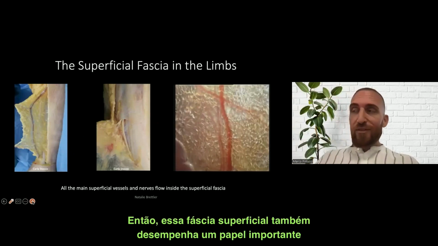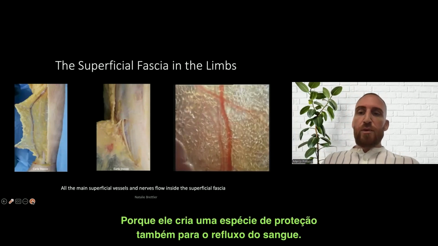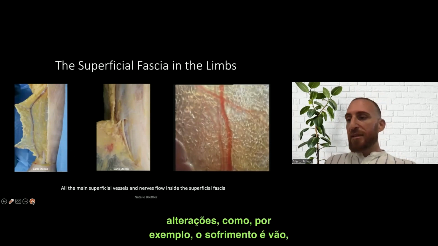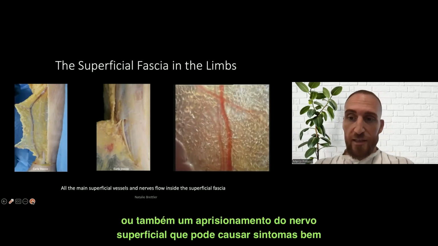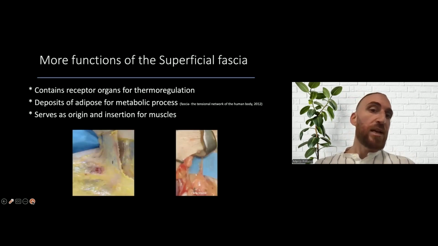So this superficial fascia plays an important role also for the venous system, because it creates a sort of protection also for the backflow of the blood. And when we have an alteration in the superficial fascia, we may have some alterations, such as, for example, of the saphenous vein, or also an entrapment of the superficial nerve that may cause symptoms which are quite different from, for example, a compression at the level of the spine.